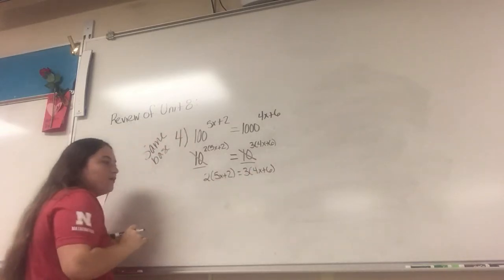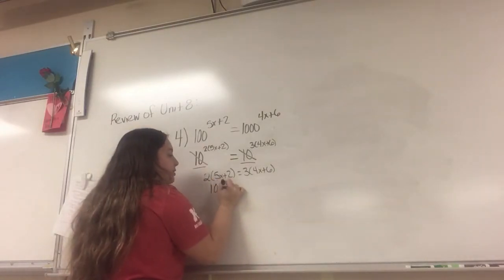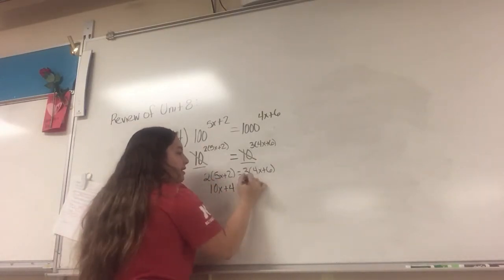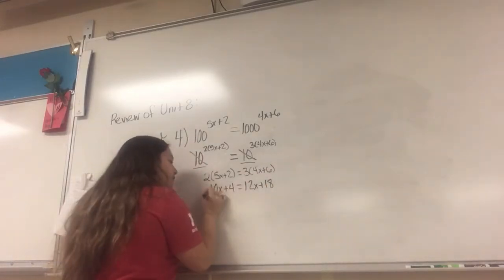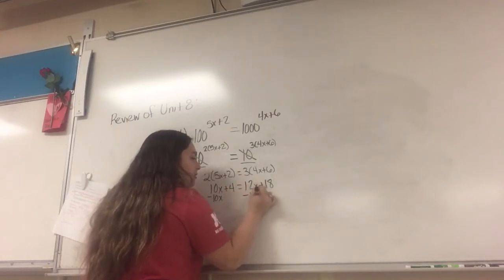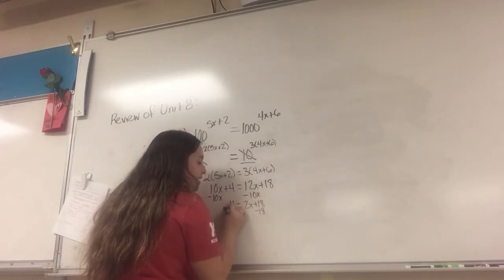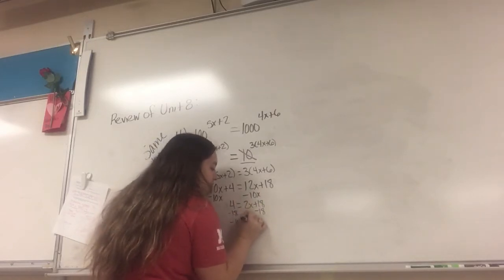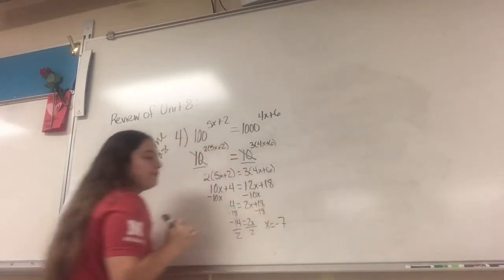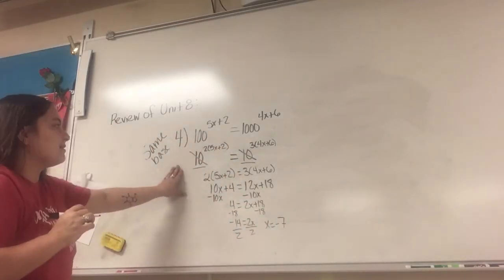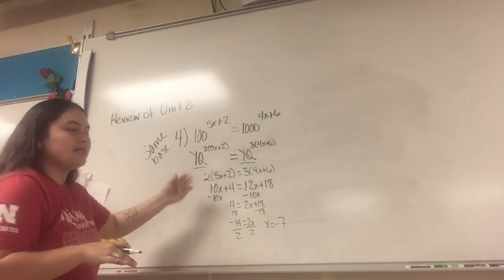So this is just solving with multi-step equations. We're going to distribute. We're going to get 10x + 4. Distribute again, 12x + 18. I'm going to move my x's over. So I'm going to get 4 equal to 2x + 18. Subtract my 18 to get negative 14 equal to 2x, and then divide by 2. So x is going to equal negative 7. So remember, same base is slightly different than what we've been working on the last few weeks. It just says we need to get to the same base to cancel them out.